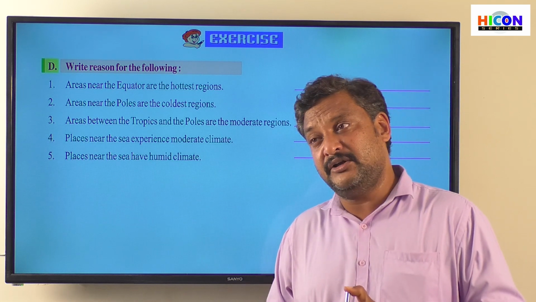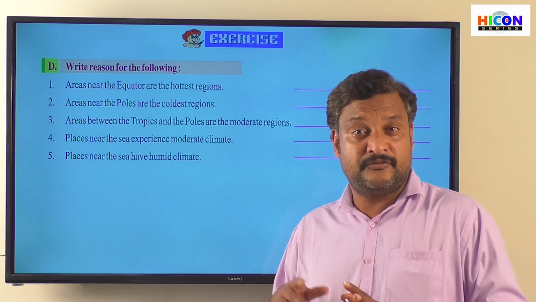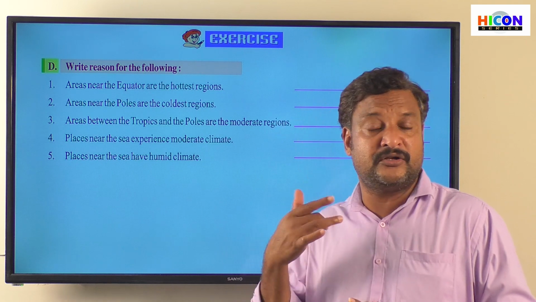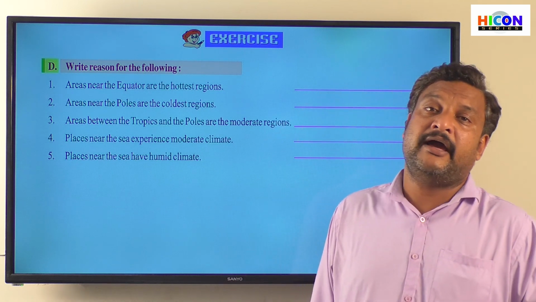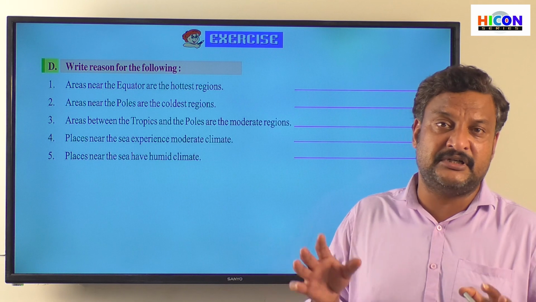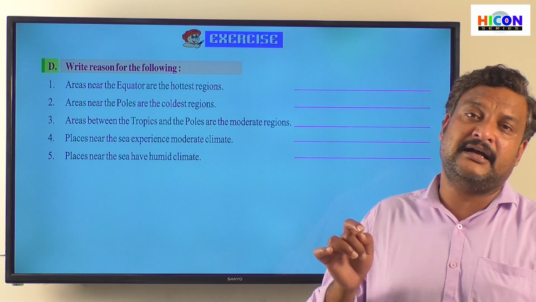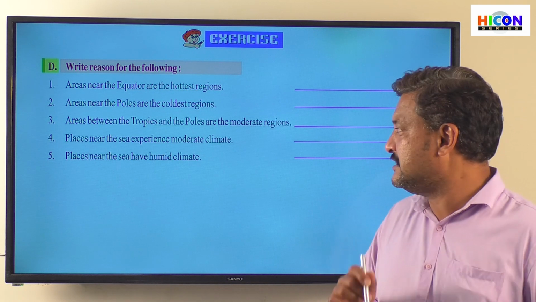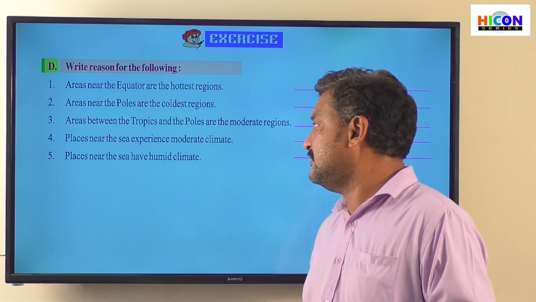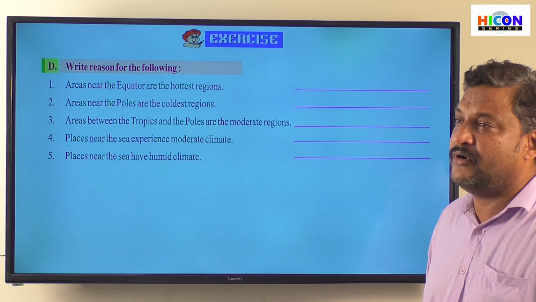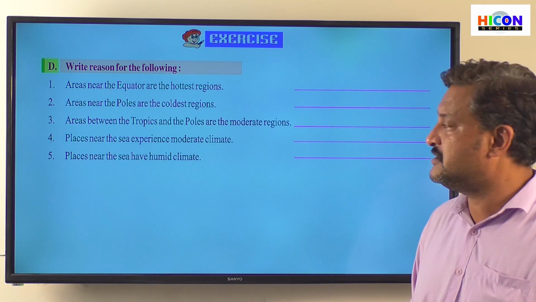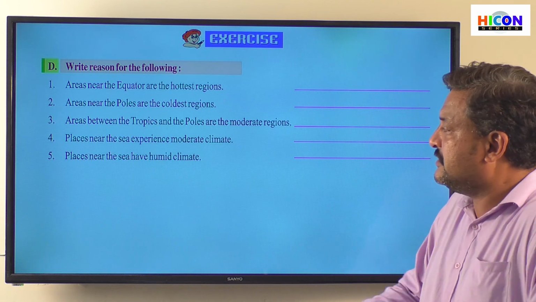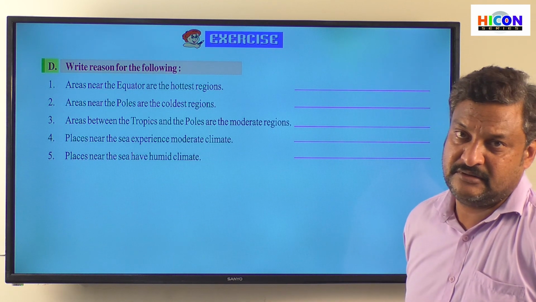A continuous flow of air from the ocean to the land or from the land to the ocean helps to maintain a particular temperature level that is neither too high nor too low. That is why the places near the sea experience a moderate climate. Now, places near the sea have a humid climate.